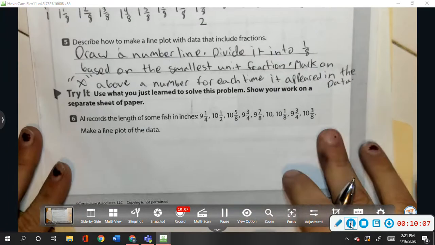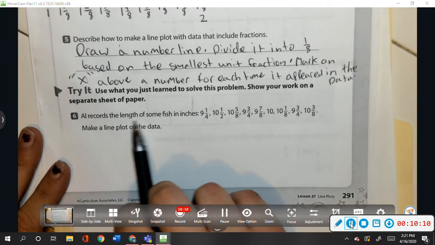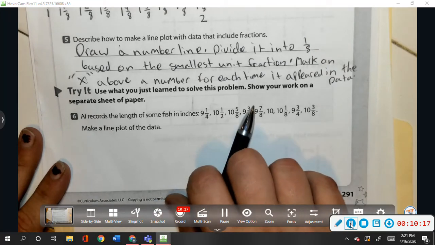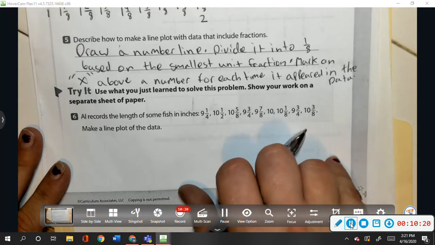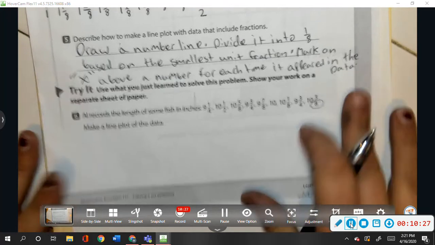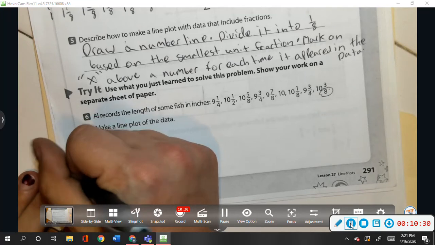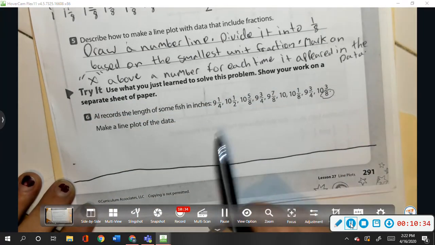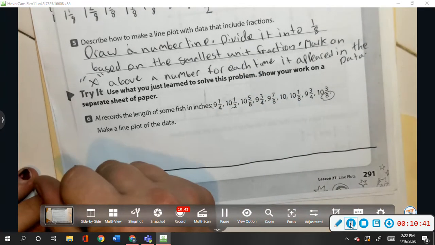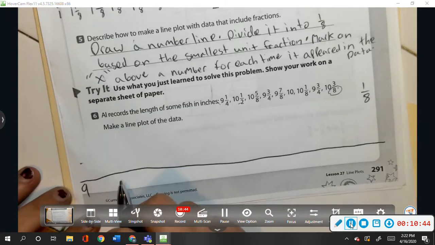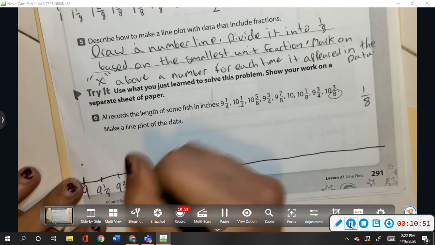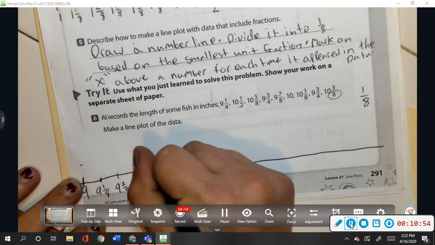Boom. And it looks like we're going to do the same thing down here. It says Al records the length of some fish in inches. So we have 9 1/4, 10 1/2, 10 5/8, 9 3/4, 9 7/8, 10, 10 1/8, 9. Again, we're going to go with our smallest unit, which is an eighth. So we're going to draw the number line. We're going to start with 9, because that's my smallest whole number. We're doing this in eighths, so this is 9, 9 1/8, 9 2/8, 9 3/8, 9 4/8.